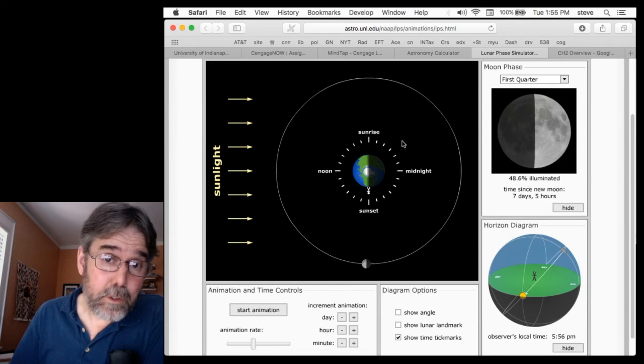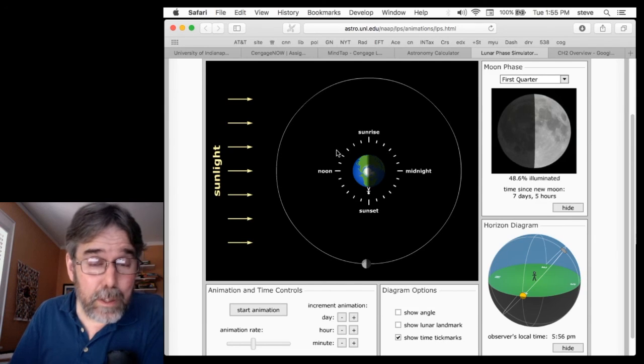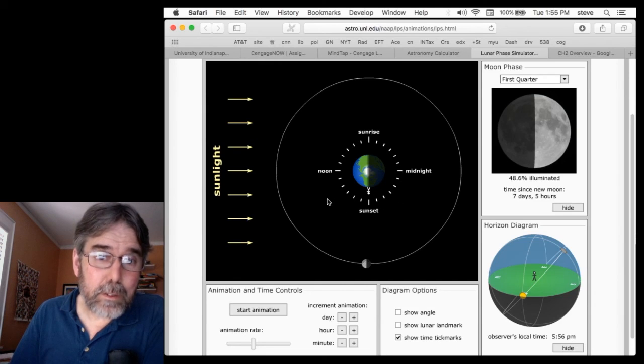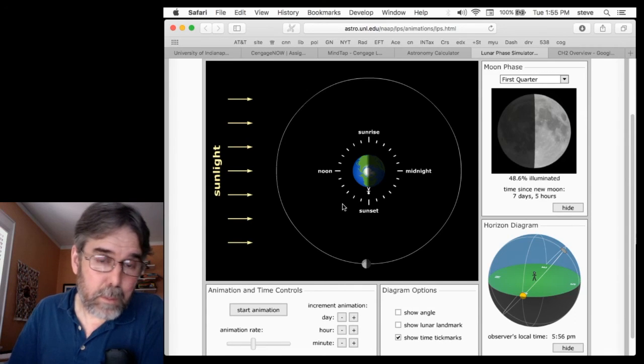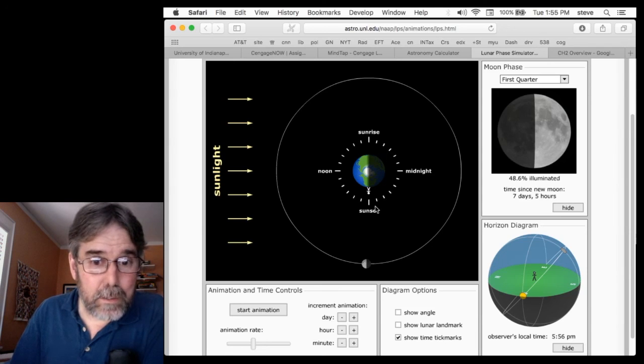Okay? Anyway, I don't have to dwell on this, but you can use this both in your moon observation project and in working the homework to figure out what's going on at different times. One of the homework problems is when does the moon rise when it's at third quarter, something like that. So you can use this animation to help sort out those kinds of questions. All right, I hope that helps.